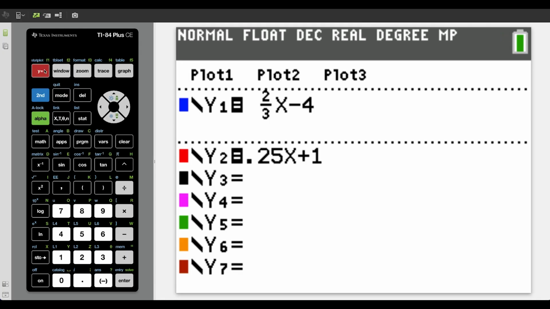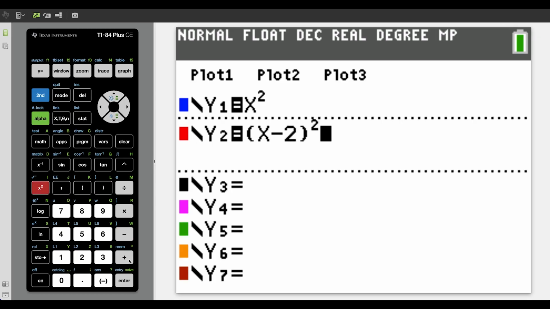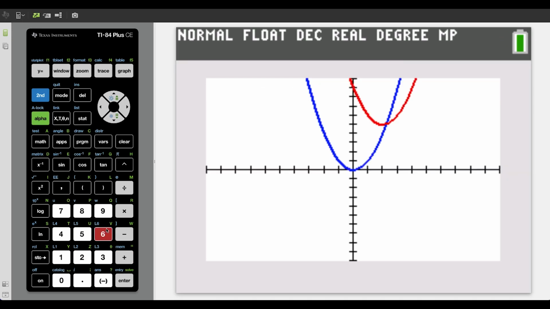So we'll go over to the y equals, and we're going to clear out what we had before. So the parent function is x squared. But remember, we're letting k equal 2. So we're going to have (x minus 2) squared. We close the parentheses, then write our square. And then we have a plus 5. So now we're just going to graph this. Make sure we're in standard mode. So here's the parent function at the origin.